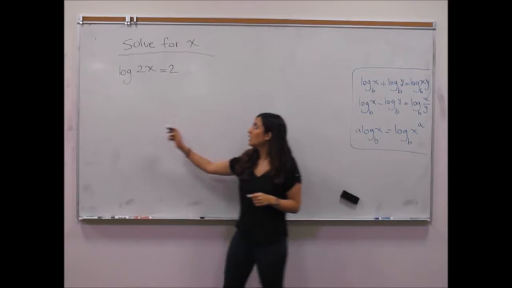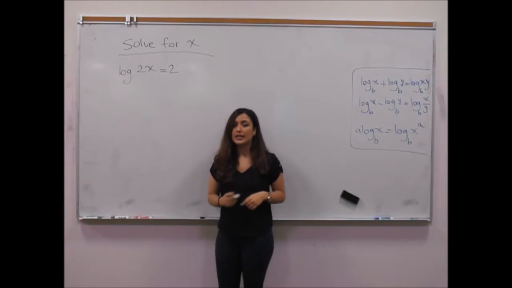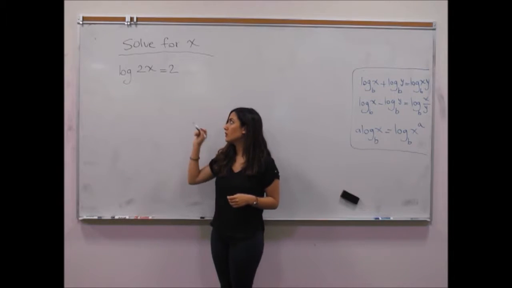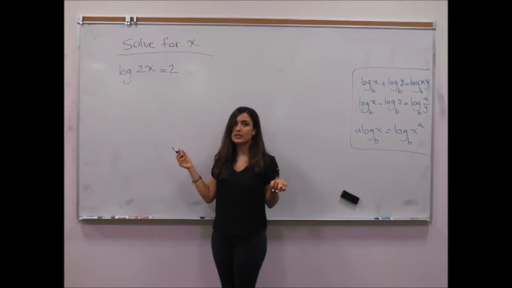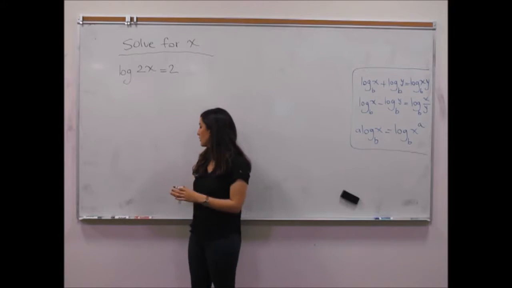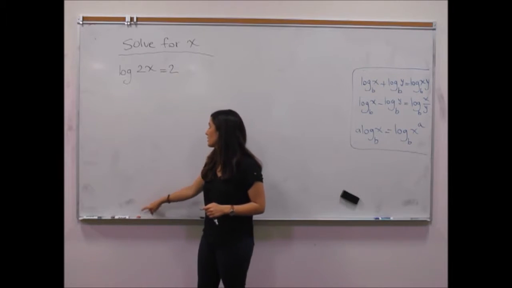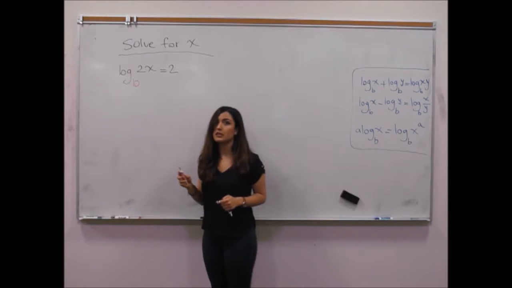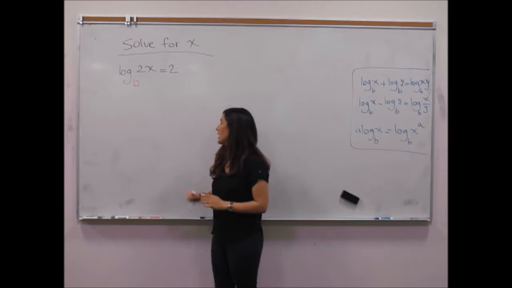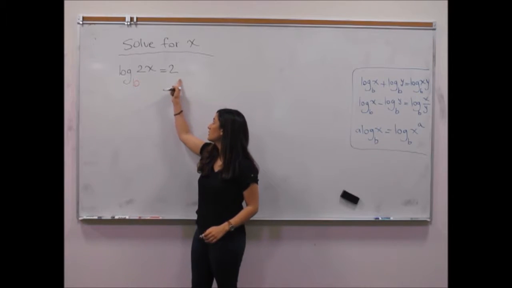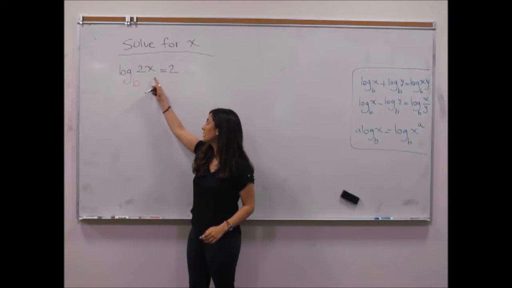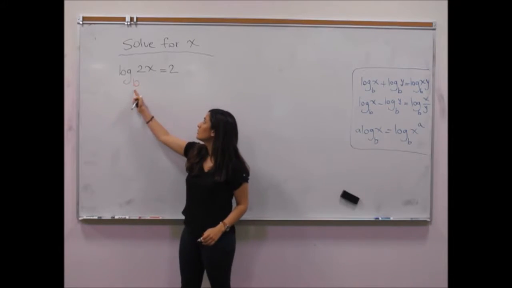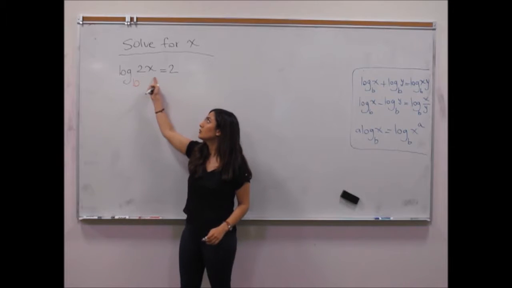So I have log of 2x equal to 2. 10 is a common base for log. So when there's no base, we're going to assume that it's 10. For example here, I didn't write that, I can just write that to show you. But if they don't give you the base, that means the base is 10. So when I have log of 2x equal 2 with the base 10, that means that 10 to the second power is equal to 2x.